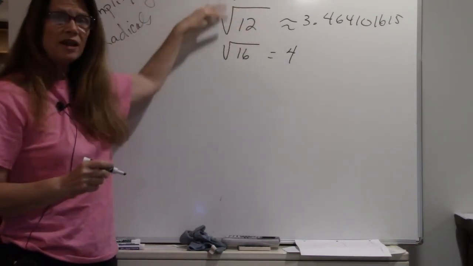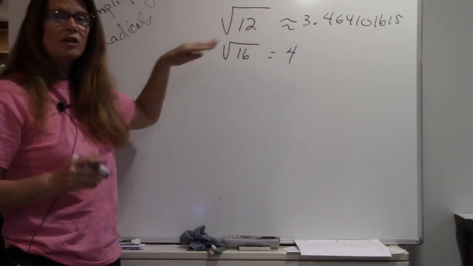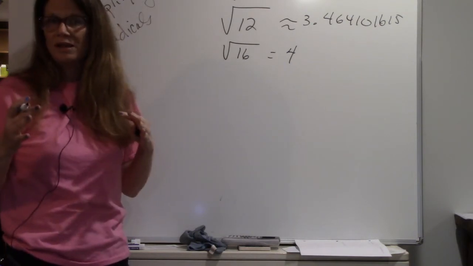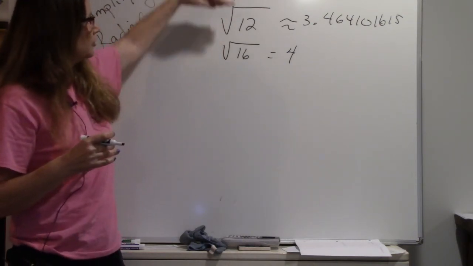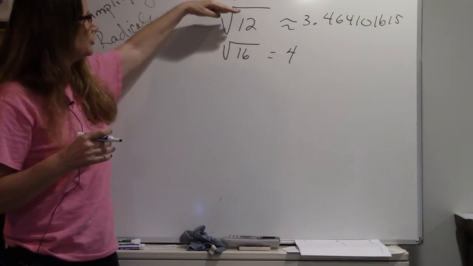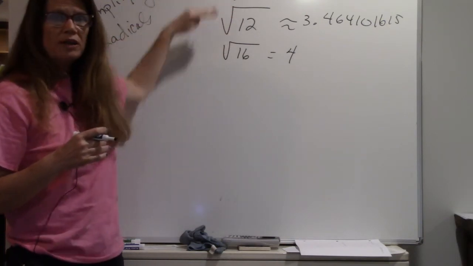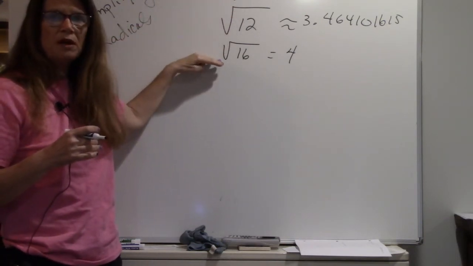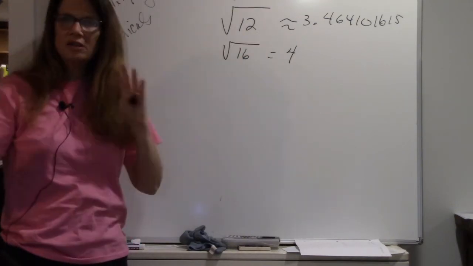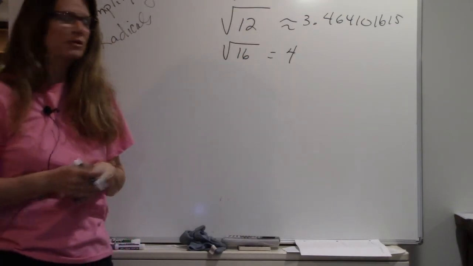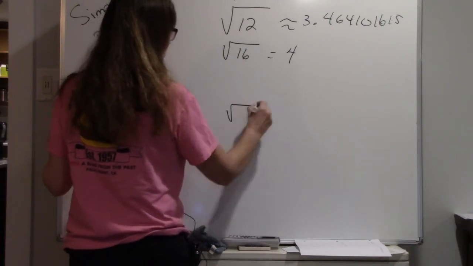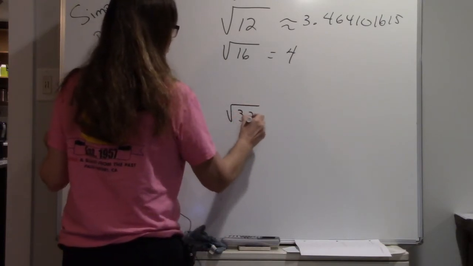Now this little technique is really nice to know, so that way you know that your answer makes sense. So you take your number, you pick a perfect square below it, a perfect square above it, and you know that your value is somewhere in between those two perfect squares. Let's try another one. How about the square root of 32?